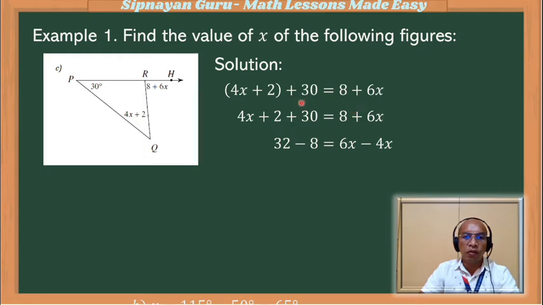Move positive 8 to the left, so that would be negative 8. 32 minus 8 is 24. 6x minus 4x is 2x. Divide both sides by 2 to solve for x. So our x is equal to 12.